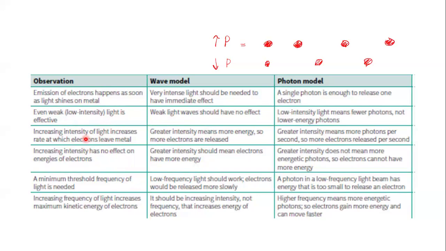Then they said, okay, fine. So the energy of the photons does not seem to be related to intensity. Intensity only seems to be linked to the number of photons. Well and good. Now, their question was, what actually affects the energy of the electrons? What actually affects the energy of the photons? Because clearly the intensity of light does not work.